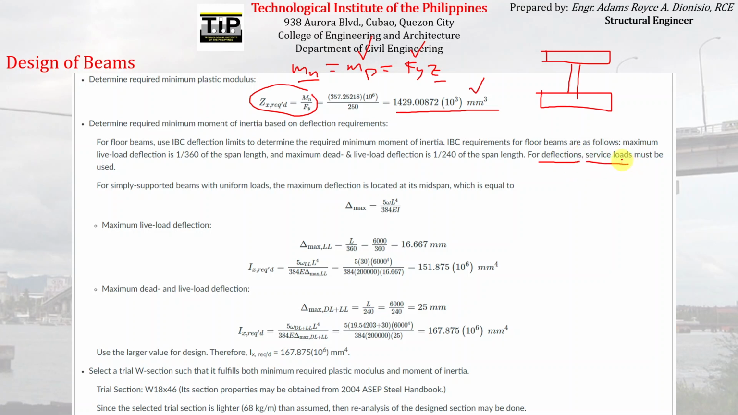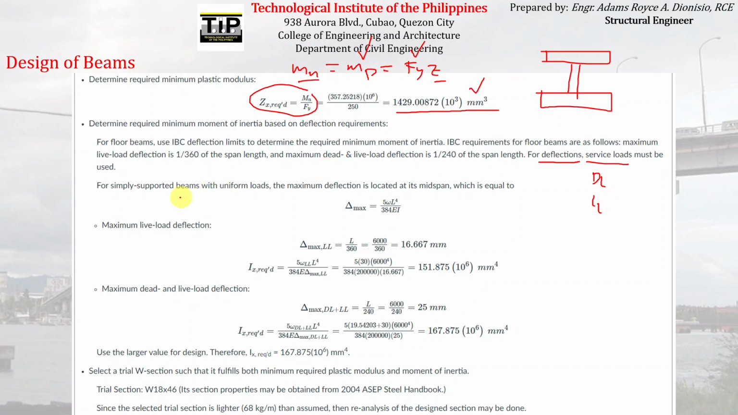We are not using factored loads, loads that are multiplied by load factors. We are just using the dead load and live load alone, without using any load factor for the computation of deflection, because we are concerned with the deflection induced by dead load and live load, not their worst case scenario.